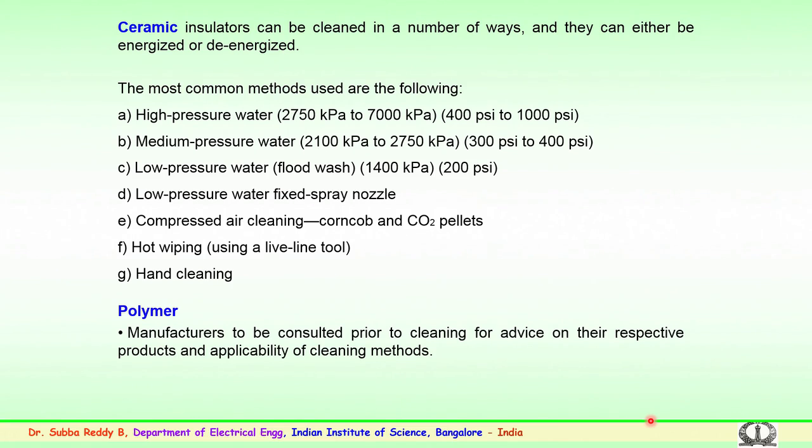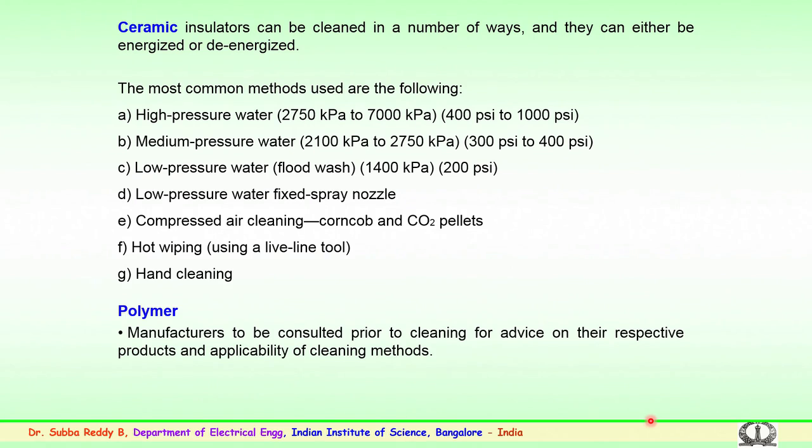Low pressure water with fixed spray nozzles is done for a particular location where insulators are fixed. In such cases, spray type nozzles are fixed and used regularly for cleaning. The nozzle jets are fixed so that regular cleaning can be done. Then compressed air cleaning, depending upon the surface conditions, which we will be discussing further.